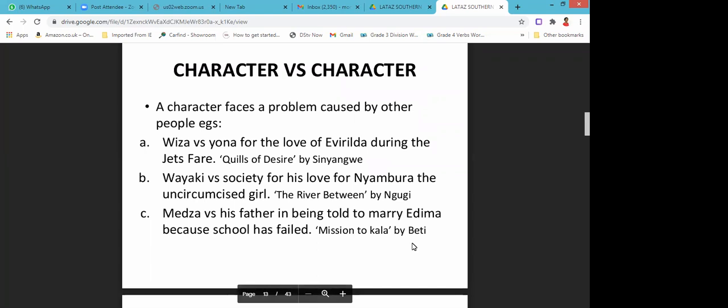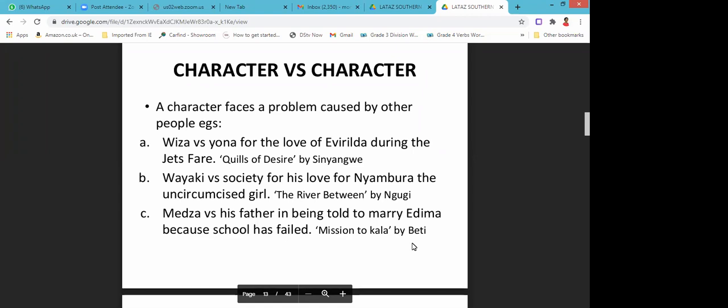So we talked about conflict being a struggle between two opposing forces. Now let's look at the type of struggles that characters go through. The first one, we have character versus character. A character faces a problem caused by another character. So between people, between a person and an animal, so character versus character.